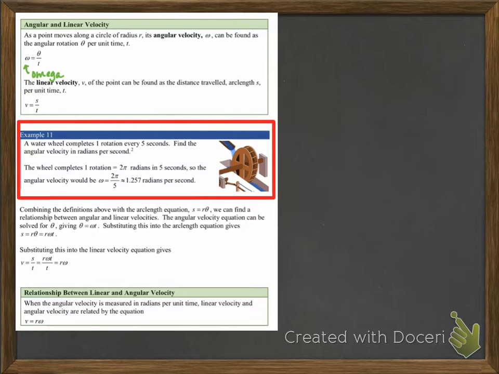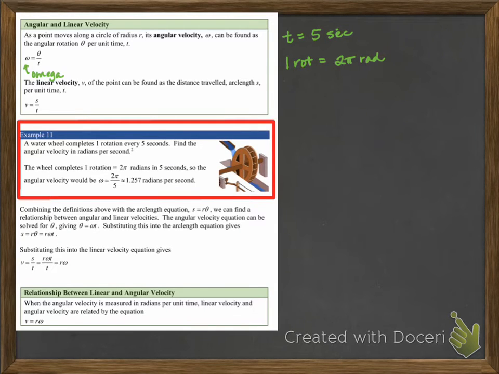So, leading into example 11, we have a water wheel that completes one rotation every 5 seconds. We need to find the angular velocity in radians per second. So we're given how many rotations it completes and the time it takes. We know that t equals 5 seconds. We also know that one rotation is the same thing as 2 pi radians.